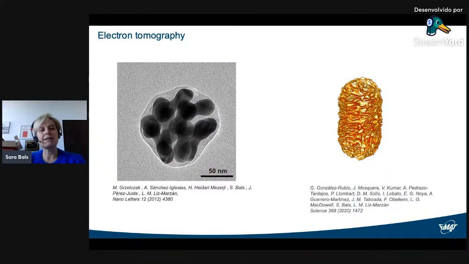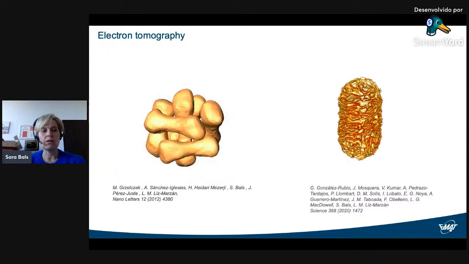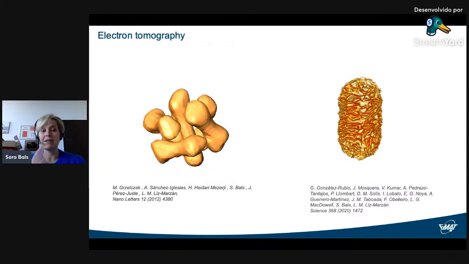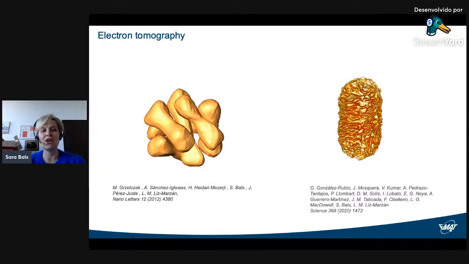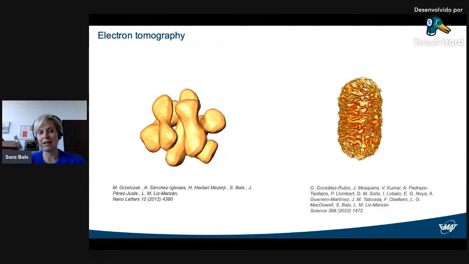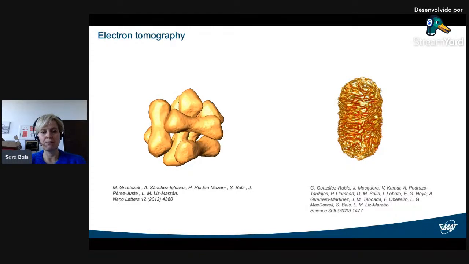On the left, you can see what is called an assembly of nanoparticles. But it is clear that from such a two-dimensional projection image only, it is impossible to count the number of particles or to determine interparticle distances. And it is only after applying electron tomography that we can see how nicely these so-called gold nanodumbbells are stacked together as a three-dimensional puzzle.